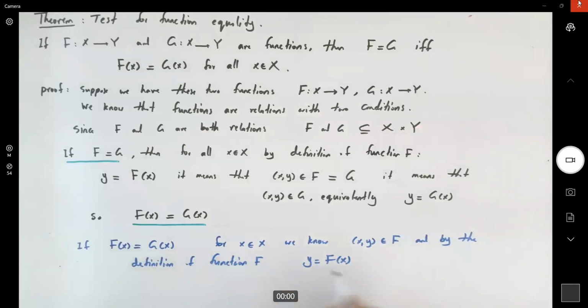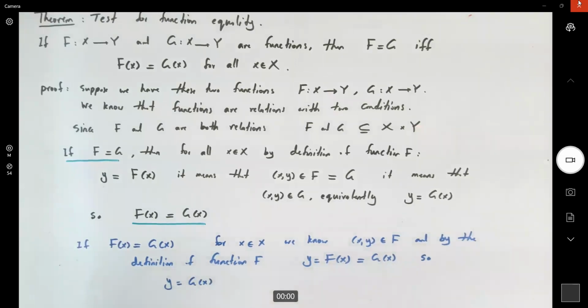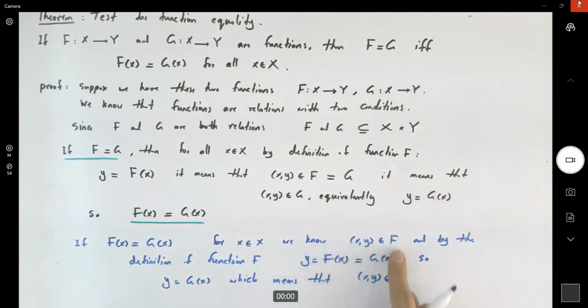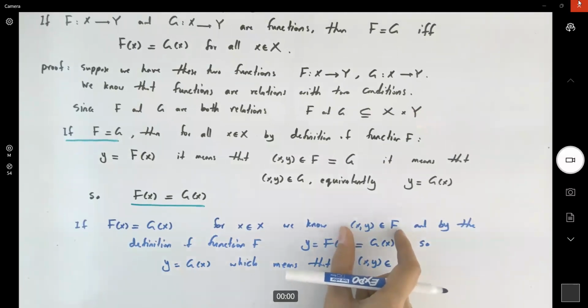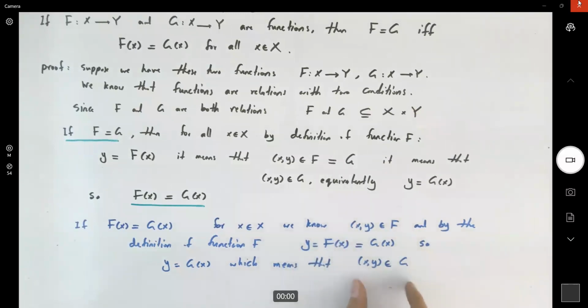But since f of x and g of x are equal to each other, y is equal to g of x as well. So y equals g of x, which means that the point x and y belongs to relation g. So any point in f lands in g, or if you take any point in g, that point lands in f. It means that these two sets are subsets of each other and they are equal.